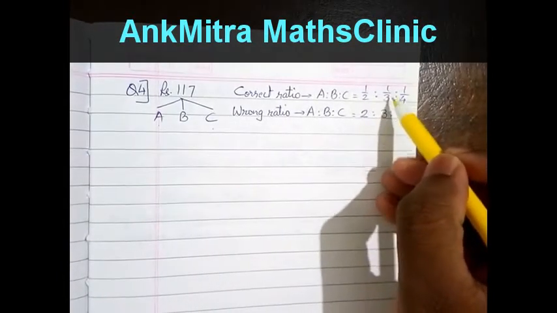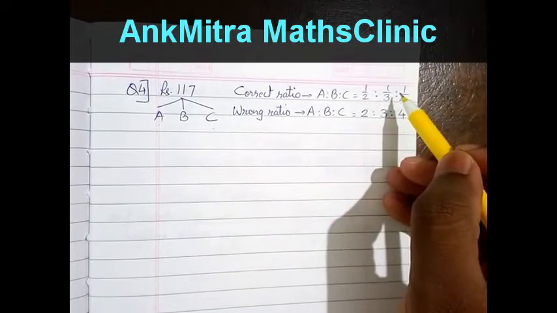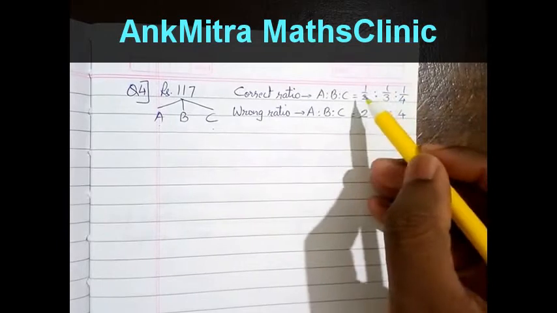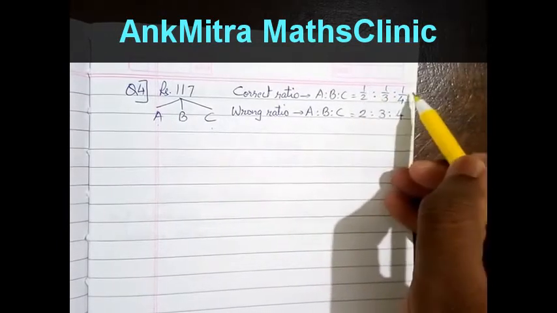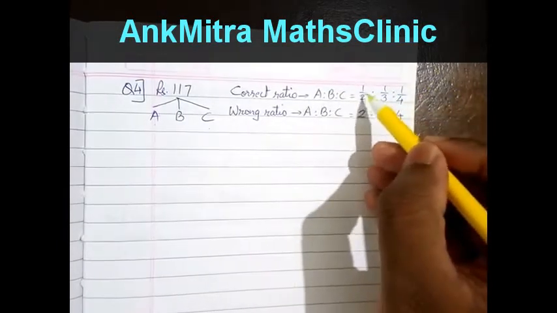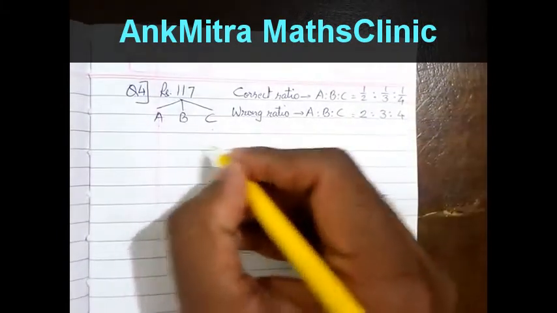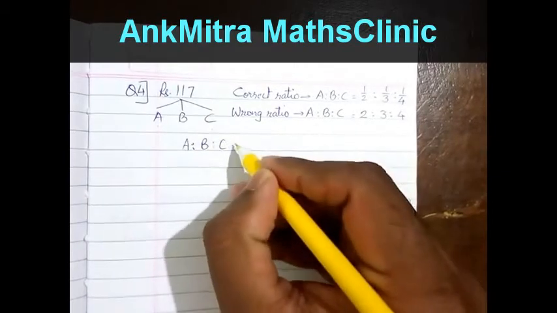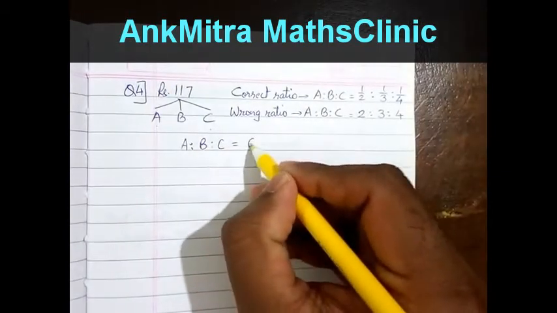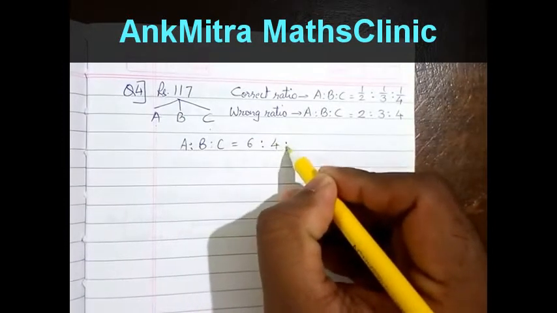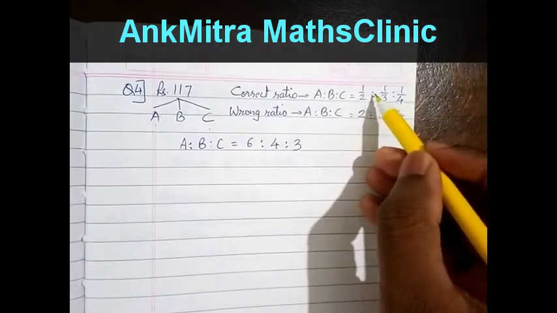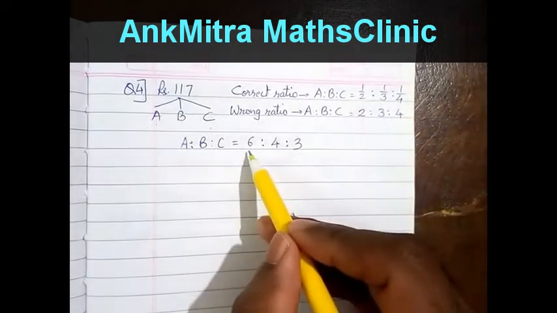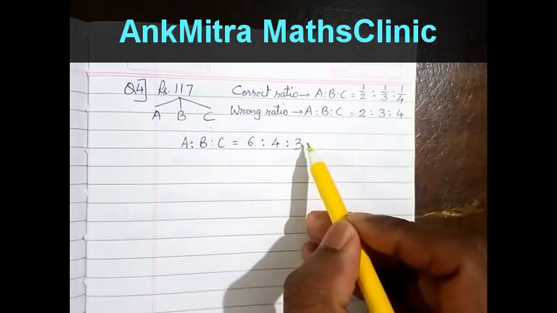This 1/2 is to 1/3 is to 1/4, we can bring it to a single integer form by multiplying each of these fractions by a common LCM, which is 12 in this case. So multiplying these three fractions by 12, we get A is to B is to C is equal to 6 is to 4 is to 3. So in place of 1/2 is to 1/3 is to 1/4, we can use 6 is to 4 is to 3.